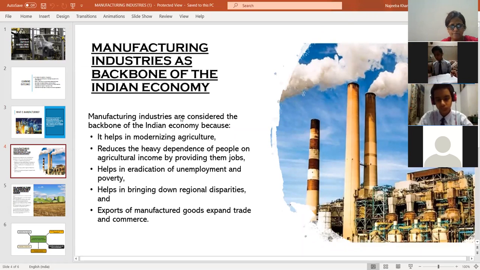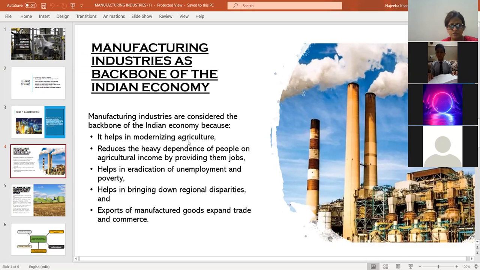So one by one we will understand how they are important to us, how they play a very important role in our country. So first point, as you can see on the screen, it helps in modernizing agriculture. The very important point, as we know that our Indian economy is based on agriculture.